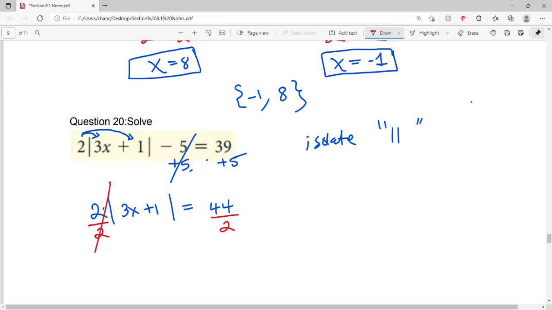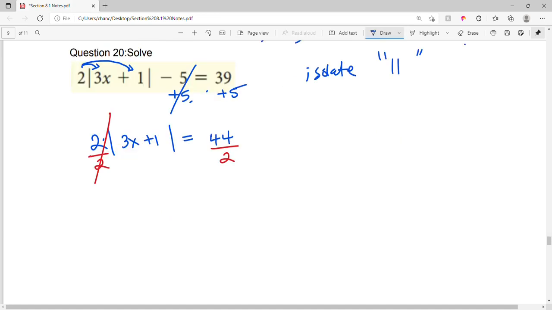And that cancels out that 2 here. And now we can simplify 44 over 2. So we have 3x plus 1 in absolute value is equal to 22. Now the reason I chose to divide both sides by 2 is I'm trying to isolate the absolute value. It just makes more sense to me to keep it simpler, so it's easier to divide both sides by 2 rather than to distribute. Now I could write two equations.